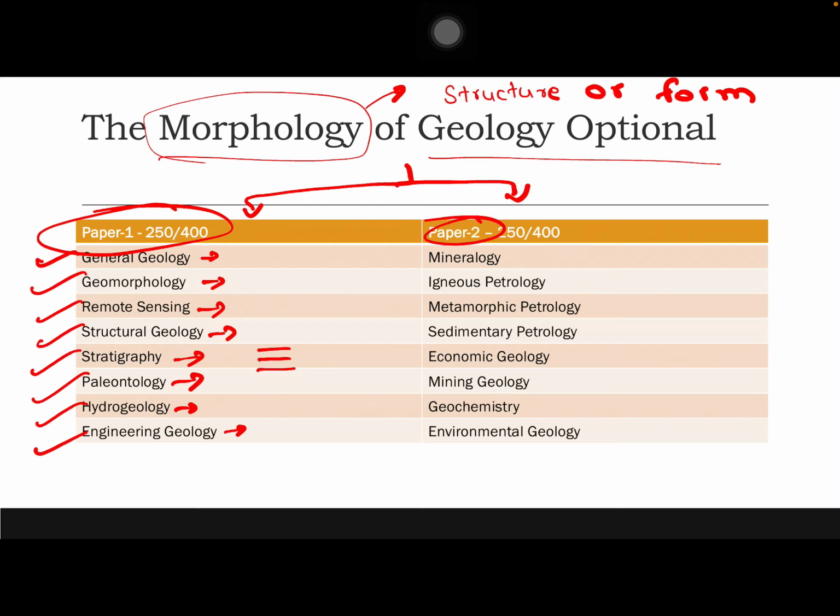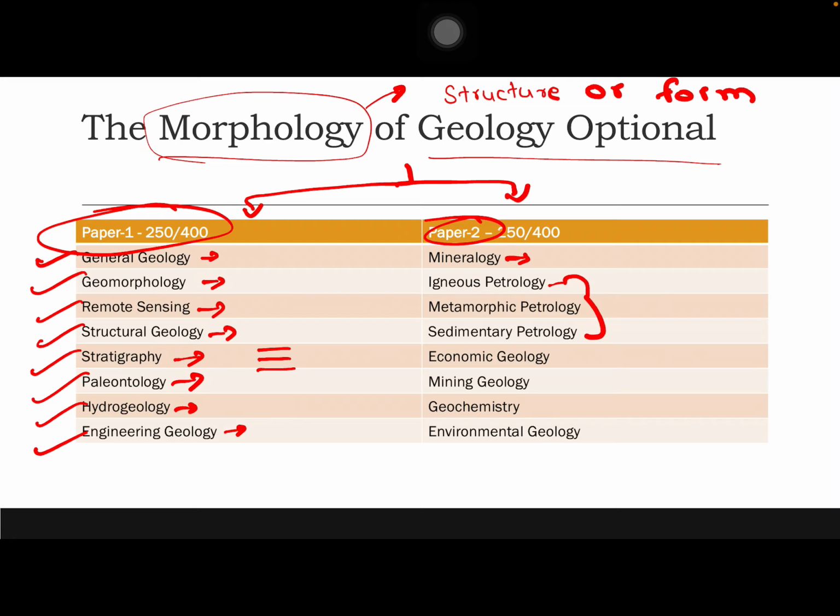Coming to paper 2, it consists of the topic of mineralogy. Mineralogy deals with the building blocks of rocks, that is minerals. Here we study crystallography, then different minerals and their optical properties. Next is petrology. The subject of petrology deals with the study of rocks and the processes which resulted in their formation as well as their transformation.